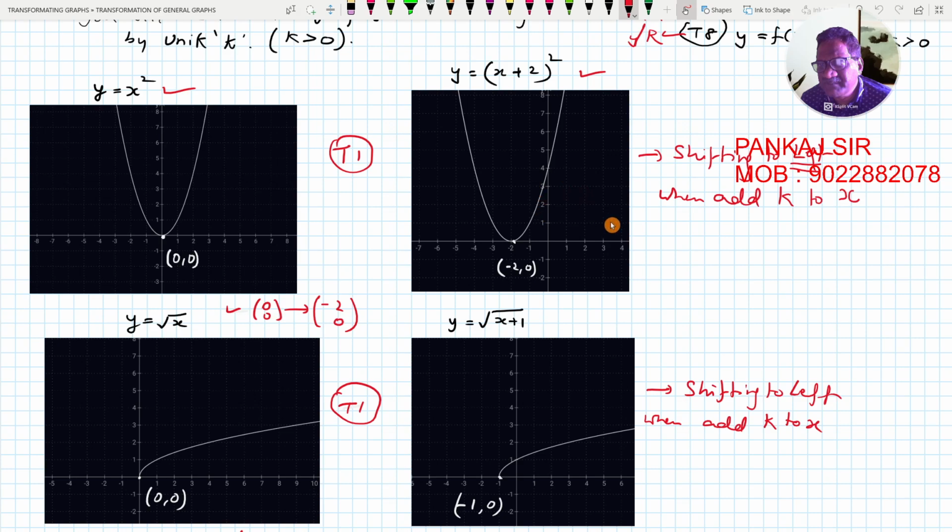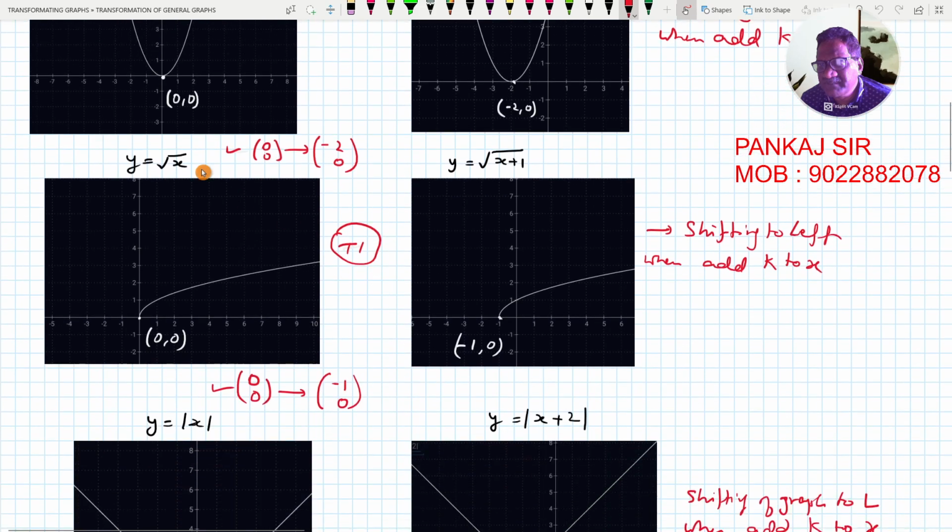That was in the case of y is equal to x square graph. Similarly, you saw that the 0, 0 point on the parent graph was shifted to -2, 0. So here you have to subtract that amount k from the x coordinate, if the transformation is x plus k. Same thing we saw in the case of root x and root x plus 1.